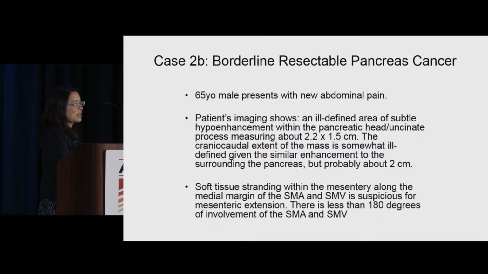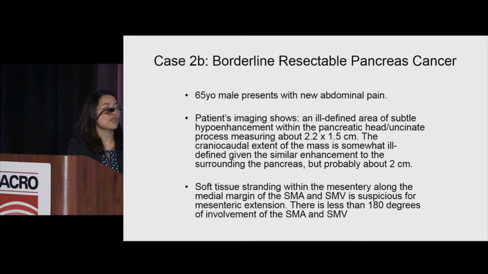The next case is a case of a borderline resectable patient. It's a 65-year-old gentleman with new abdominal pain. He's had imaging that shows an ill-defined mass that's in the pancreatic head, measuring 2.2 centimeters. There is some ill-defined enhancement surrounding the mass. There's noted to be soft stranding within the mesentery along the medial margin of the vessels SMA and the SMV, but there's less than 180 degree of involvement of these vessels.